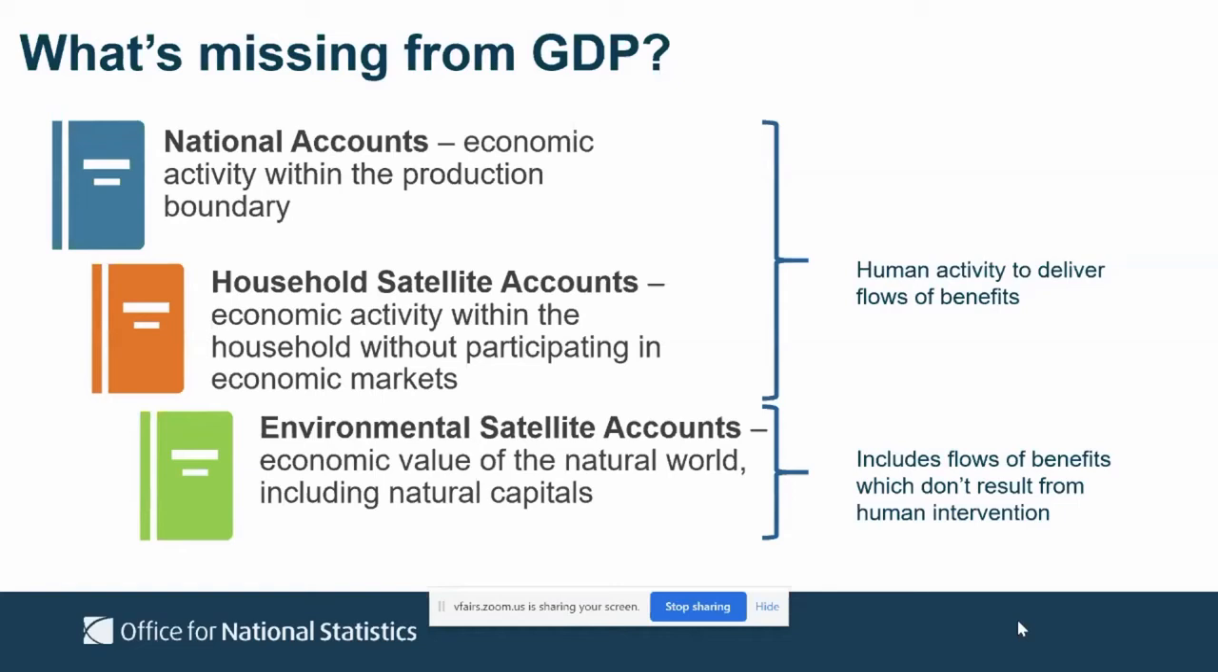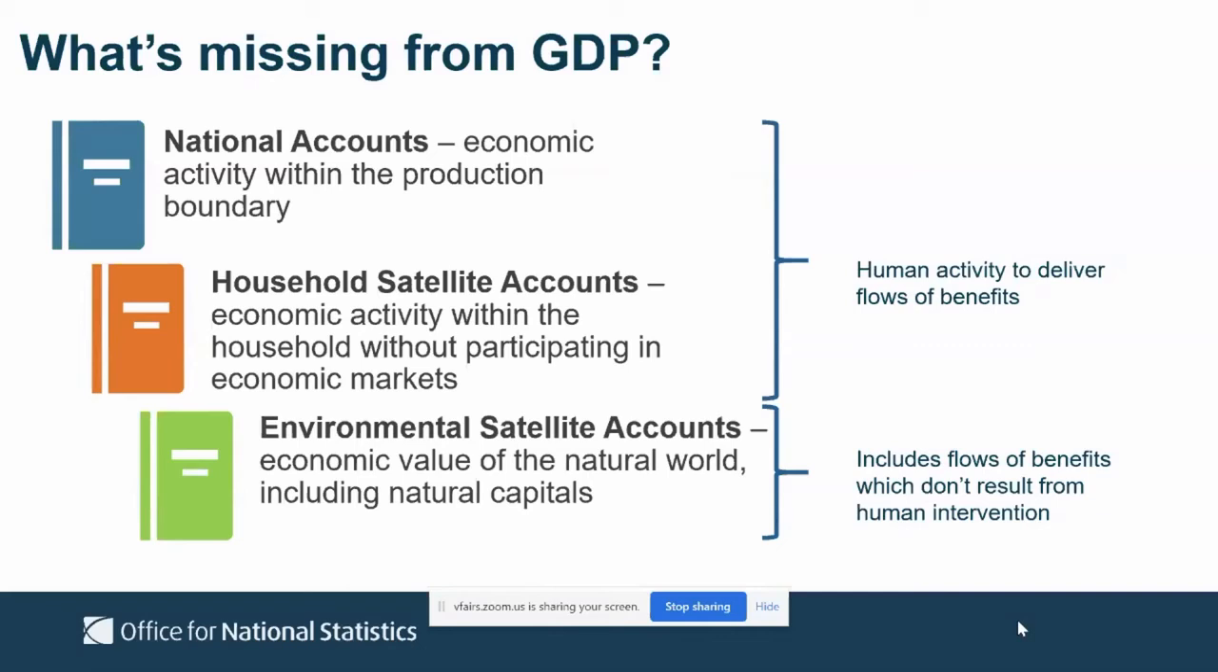The first is the household satellite account, which effectively picks up all the unpaid work which occurs in our economy, whether that be childcare, cooking, own transport services, DIY. There's an awful lot of activity and benefit that people get from this unpaid work activity that is excluded from the national accounts. And so this is an obvious first port of call when one's thinking about how to widen the scope of a measure to capture more of these streams of benefits.